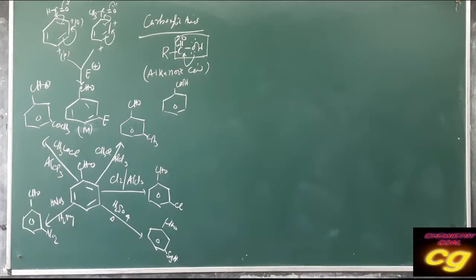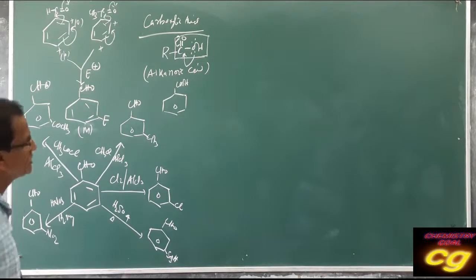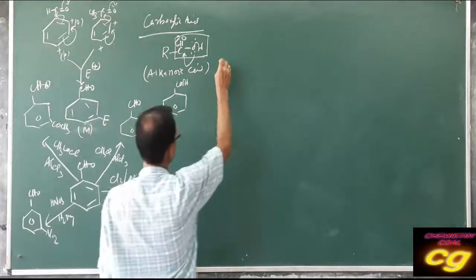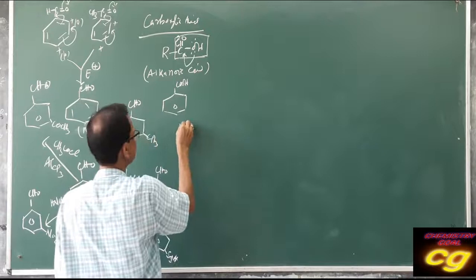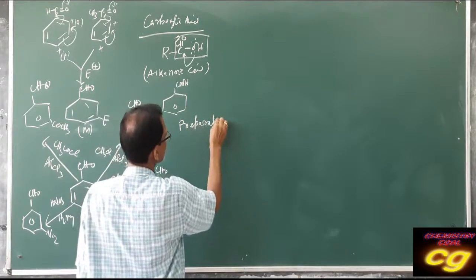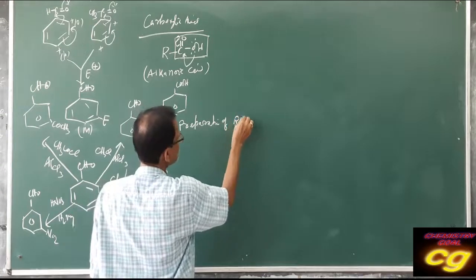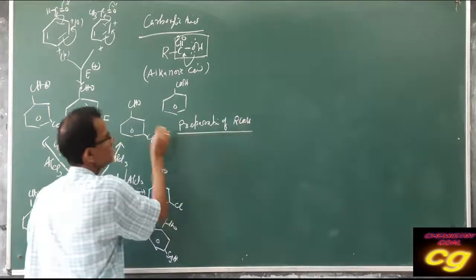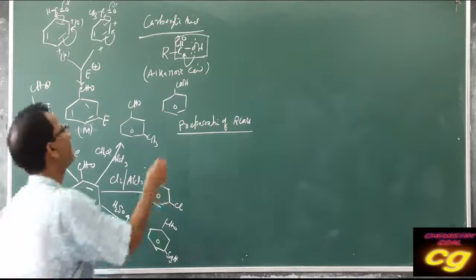Okay, then how can we prepare carboxylic acid? You see the preparation of RCOOH. Carboxylic acid can be prepared from alcohol.